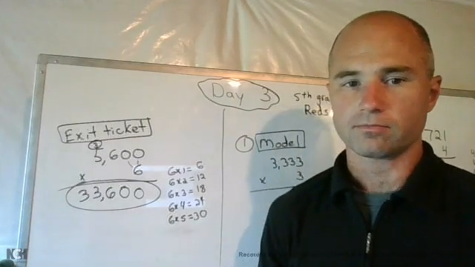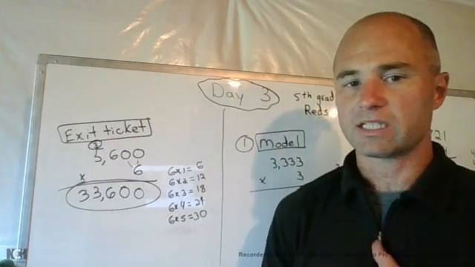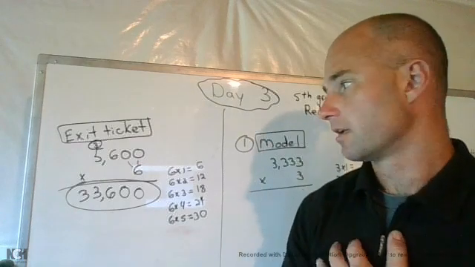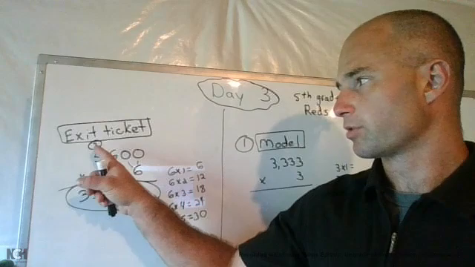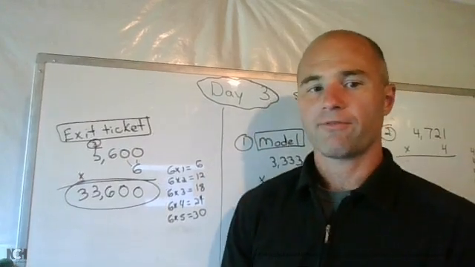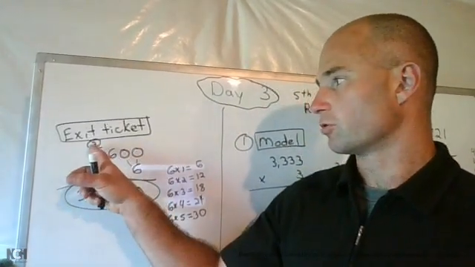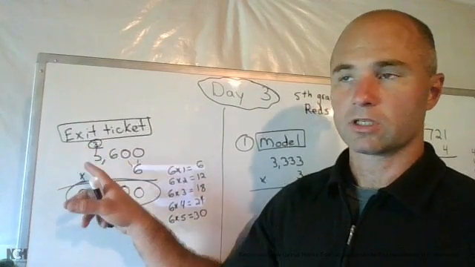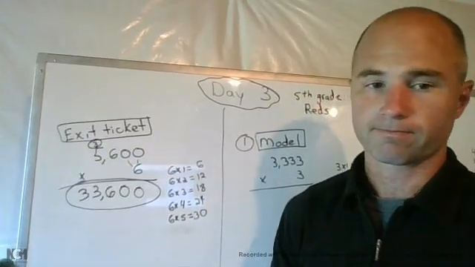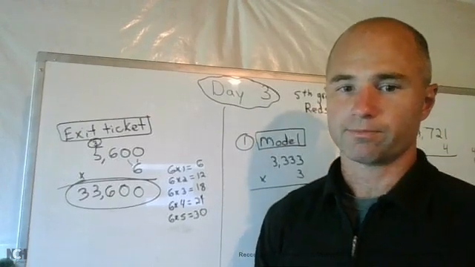33,600. So, if mistakes were made, I bet it might have been the multiplication, but I wouldn't be surprised if it was forgetting to carry and regroup and add what you regrouped to your 5 times 6. It's probably where mistakes happen.